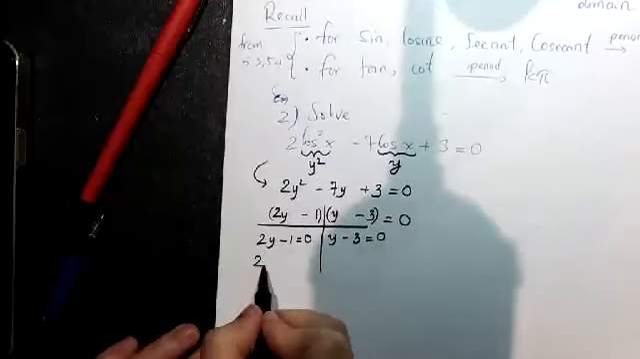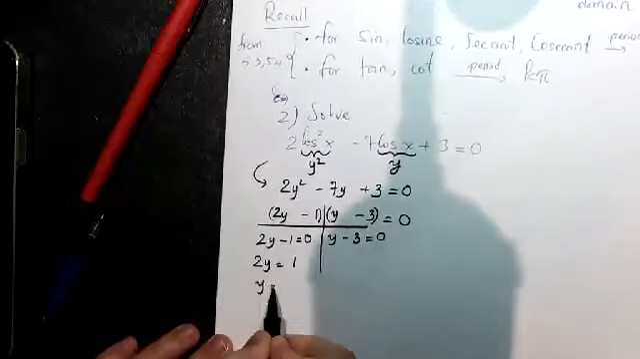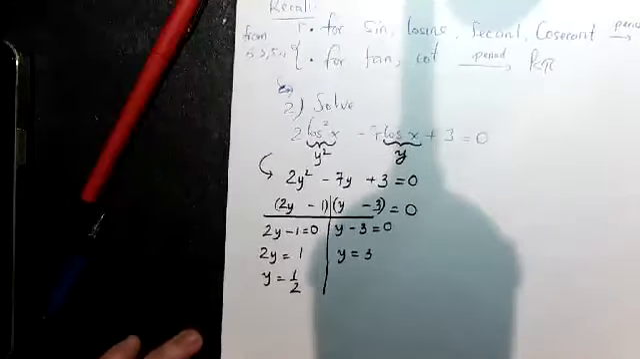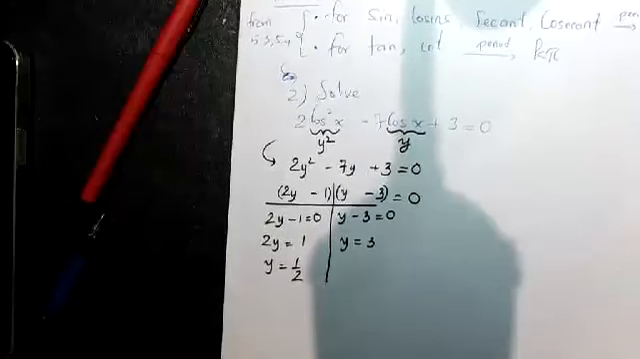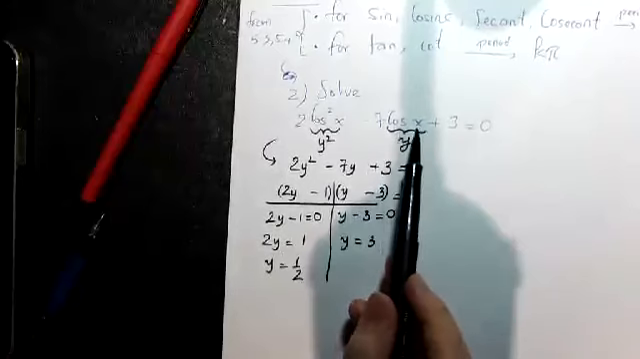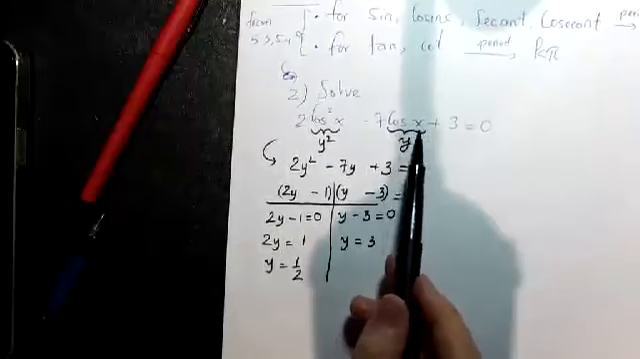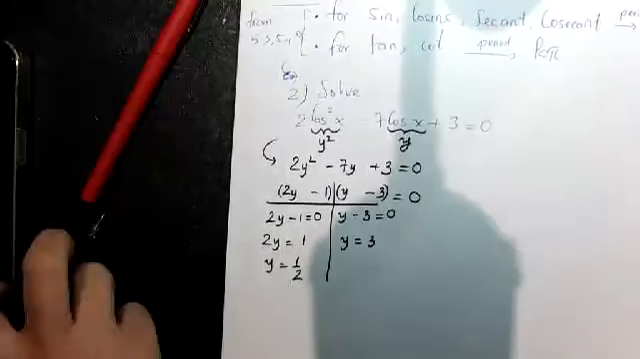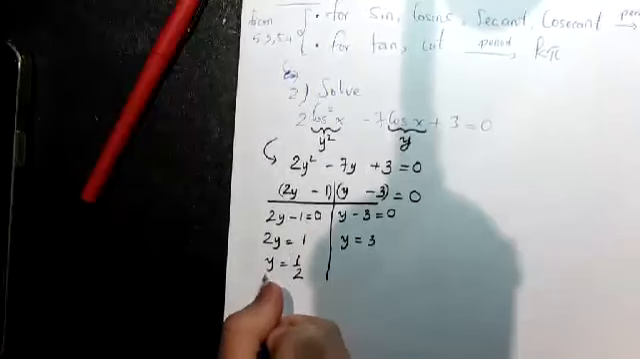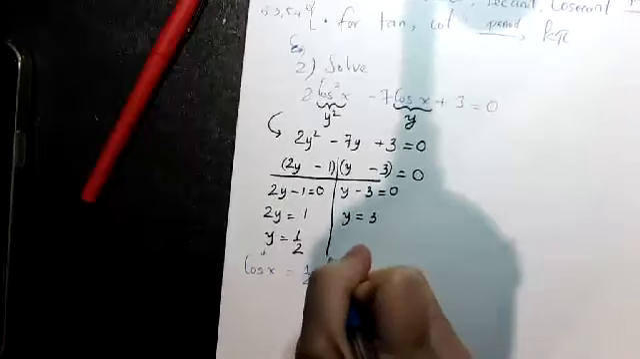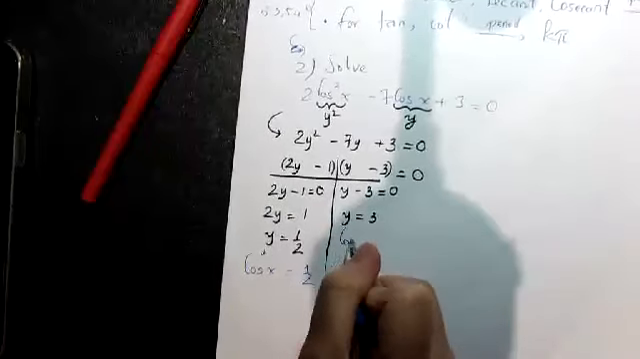Solve those. 2y minus 1 gives y equal to 1/2. Here, y is 3. Remember, we're not solving for y, we're solving for x. We let y equal cosine x, so now we're gonna put cosine x back. Now cosine x equals 1/2, and cosine x equals 3.